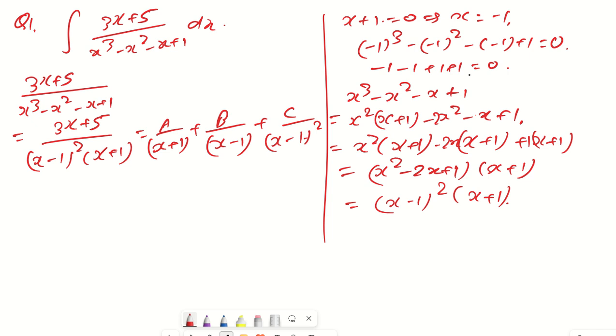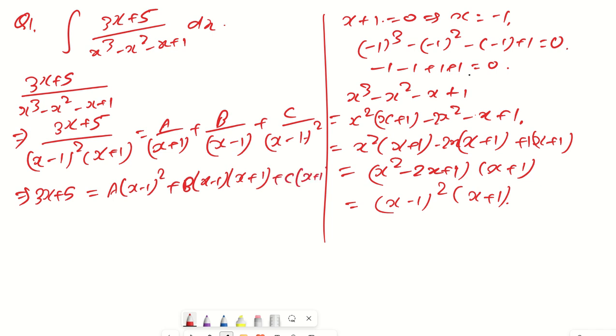Now what can we do? We can see that if we write it down like 3x plus 5, then it can become, just do the fractional sum. So it is going to be how much? x plus 1 will get cancelled. So it will be a times (x minus 1) whole square plus b times (x minus 1) into (x plus 1) plus c times (x plus 1). Alright.